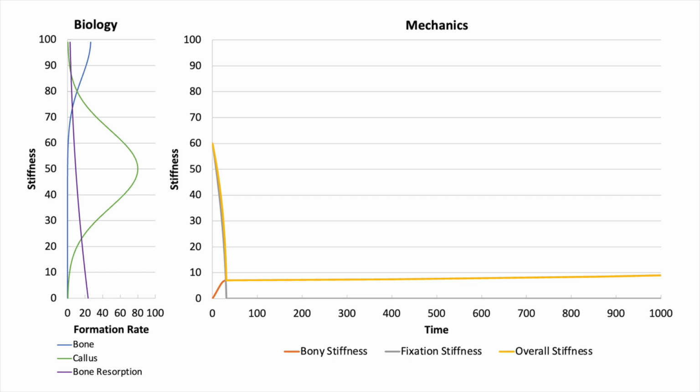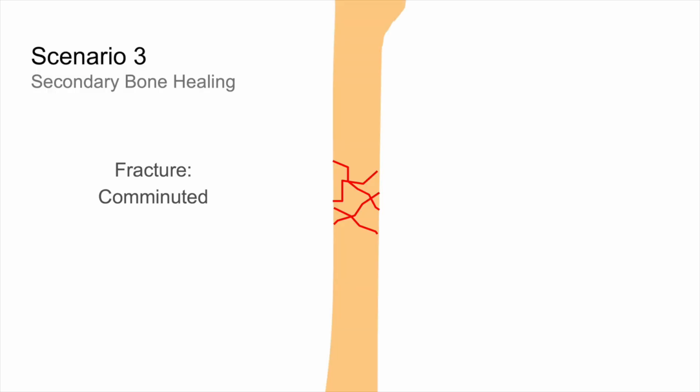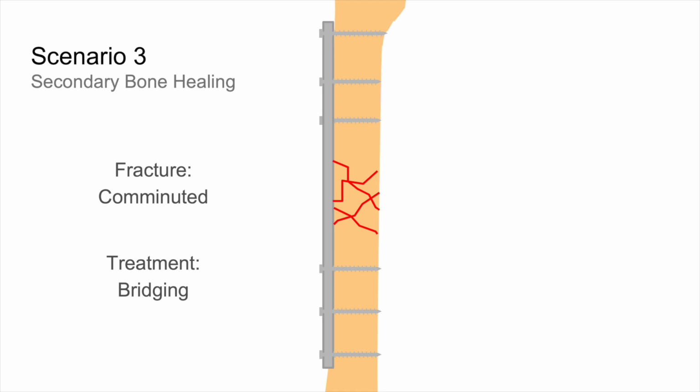Here we see the graph with moderate initial fixation stiffness which rapidly decays and breaks. The bone does not have much time to heal, and as a result it is unable to heal and ends up as a non-union. Next, there is a comminuted fracture treated with a bridging fixation construct.